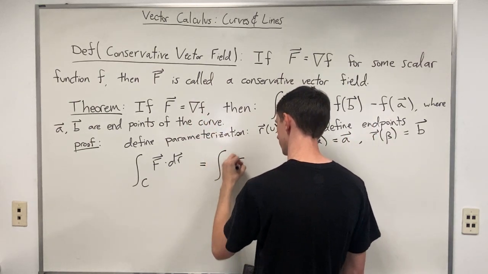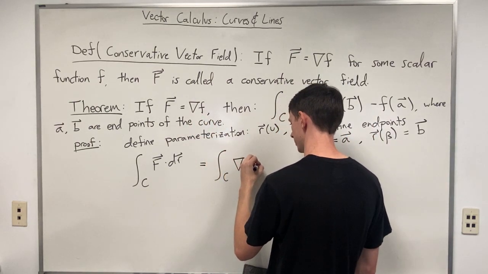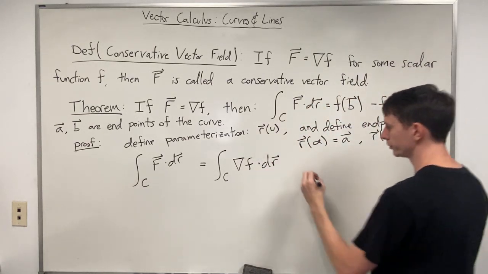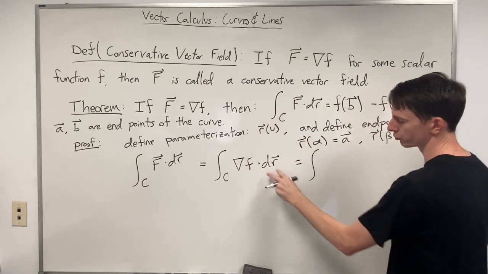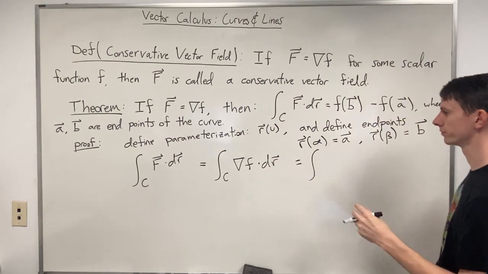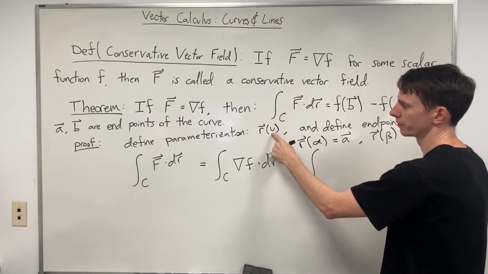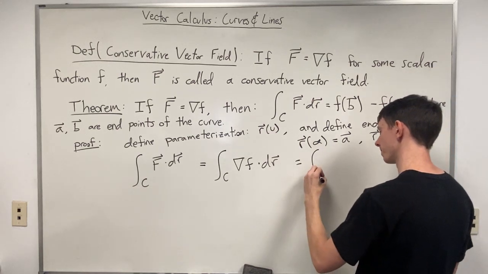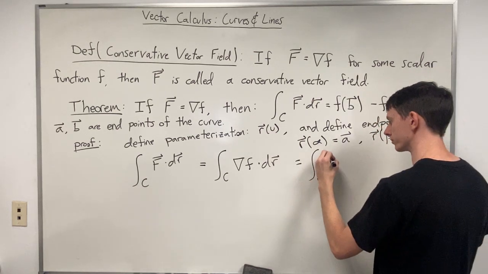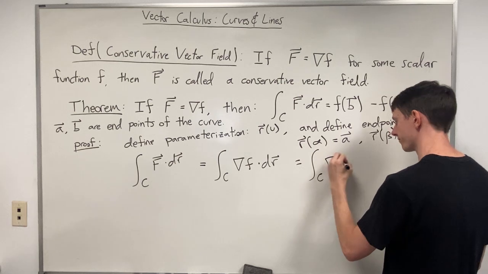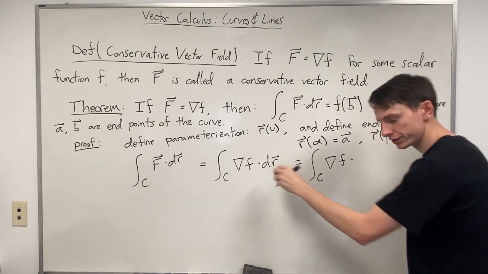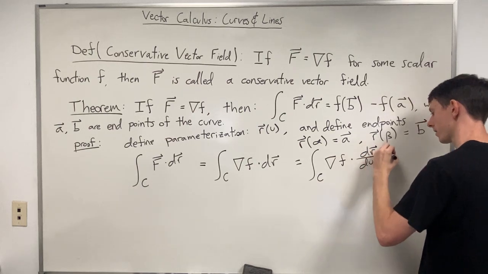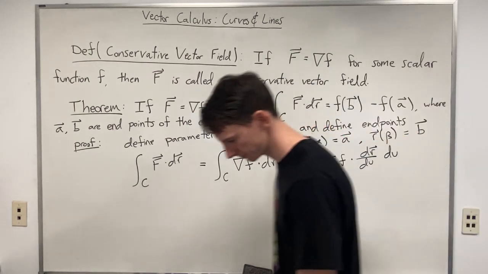So that's going to be the gradient of f dot dr like this. And then using chain rule, we can re-express dr in terms of du, which is the variable used as the single input for the parameterization. So we can write this as the integral over c of the gradient of f, in a dot product. Rather than dr, we're going to write dr over du times du, like this.